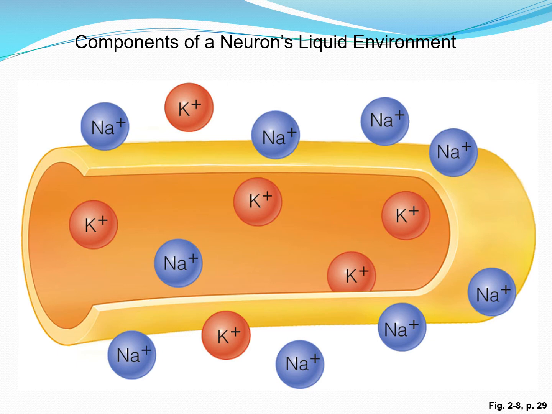And you can see that sodium and potassium are both positively charged ions, and that there is more sodium outside of the neuron than inside. There's more potassium inside than outside. But what this gives us at the very beginning is that when we are comparing what's inside the neuron's liquid environment to outside, it is negatively charged. There are more negative ions inside and more positive ions outside.